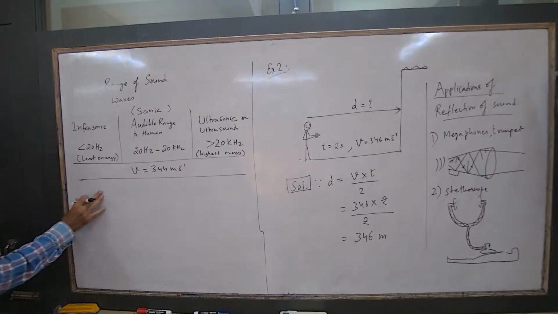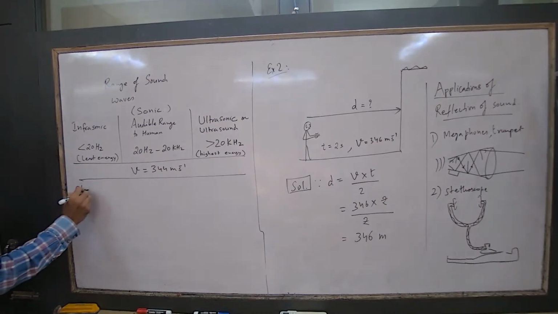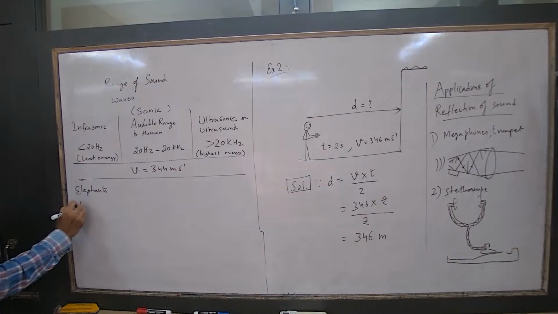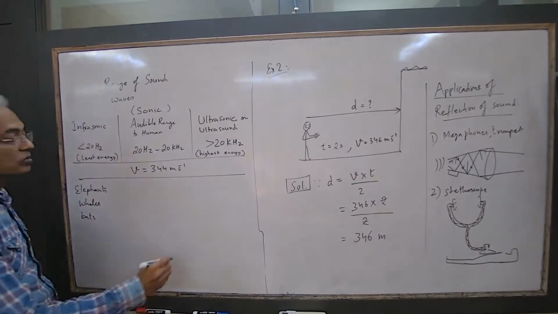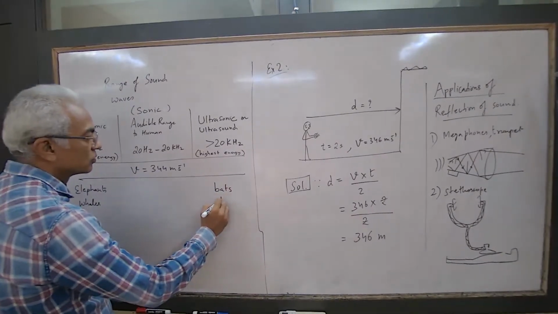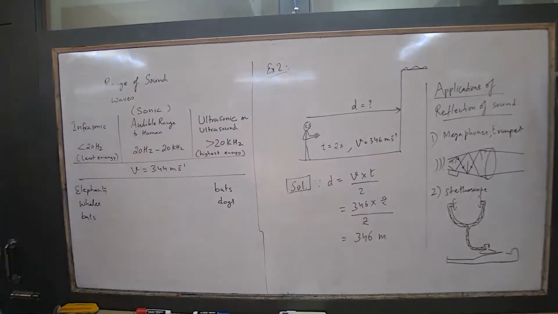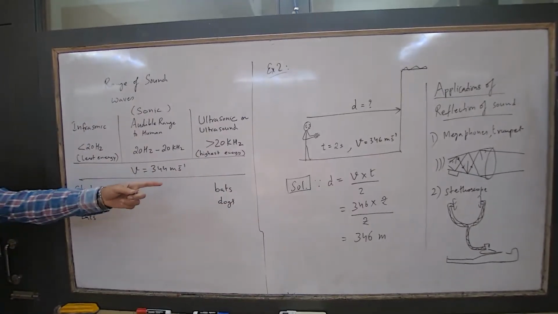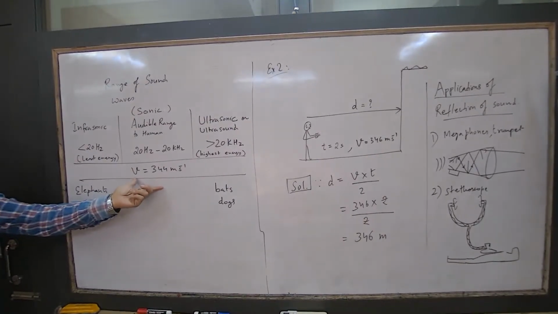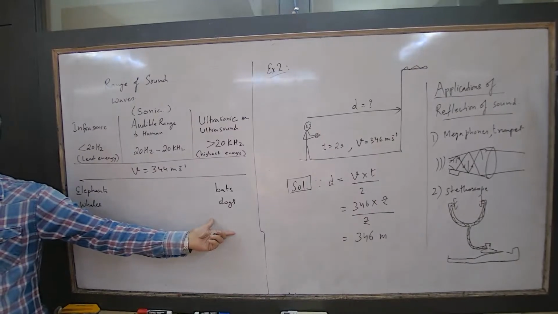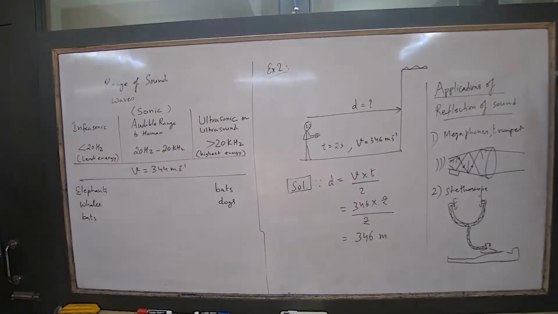So which animals can hear infrasonics? Elephants, whales. Bats and dogs can hear ultrasonics. Newborn kids also. As we age, our ear sensitivity decreases, so a newborn child has better ear sensitivity. And you can read some more things when you read the textbooks.